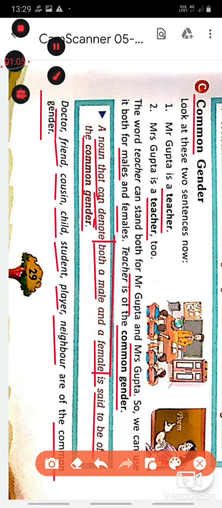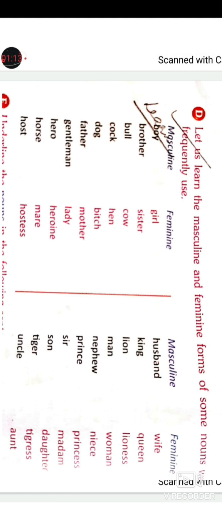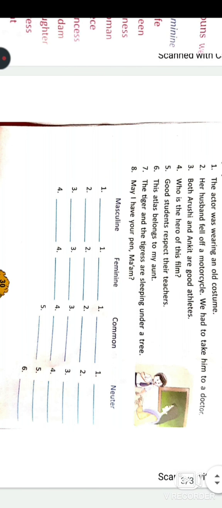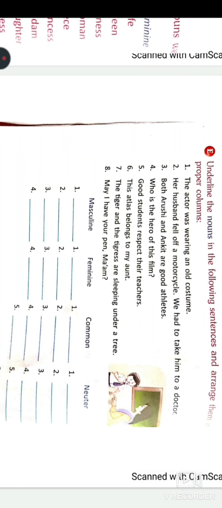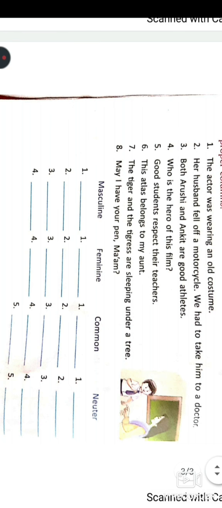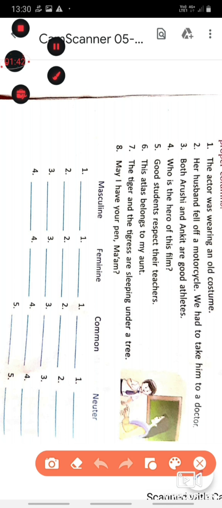Turn your book to page 30. Write learn for the D part. You have to learn these genders. Come to the E part. The question reads, underline the nouns in the following sentences and arrange them in proper columns. I will be taking up the first part of this question, that is underlining the nouns and arranging them in proper columns as mentioned below: masculine, feminine, common, neuter. This will be done by you.